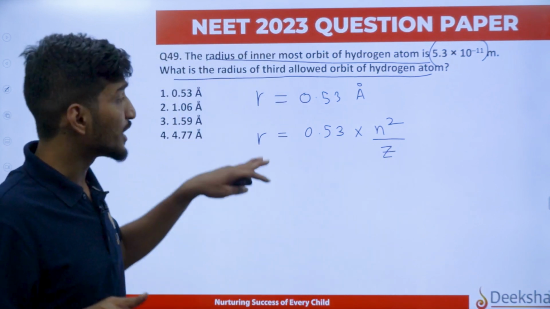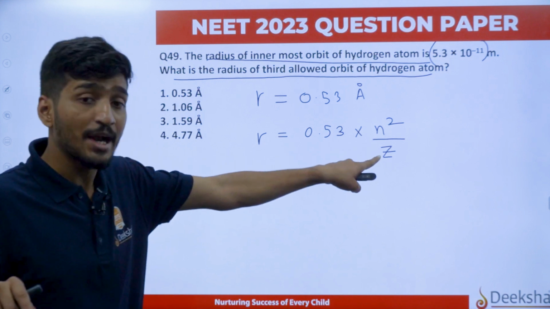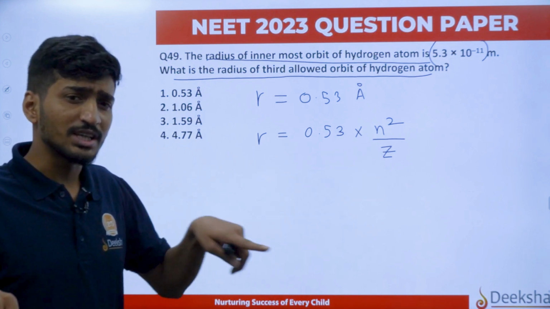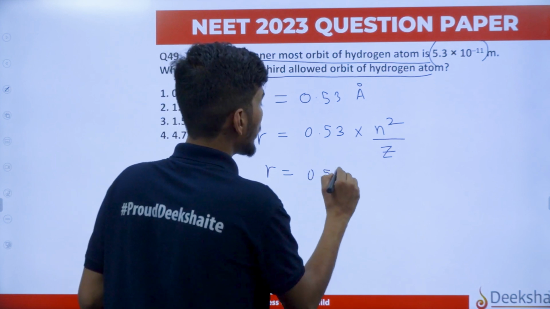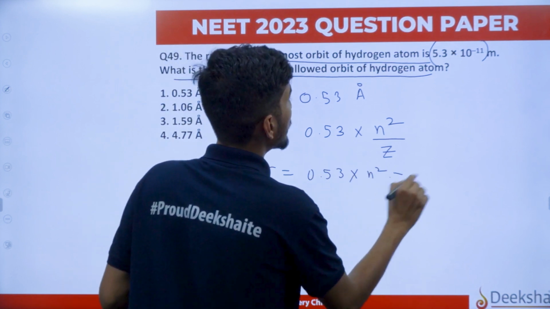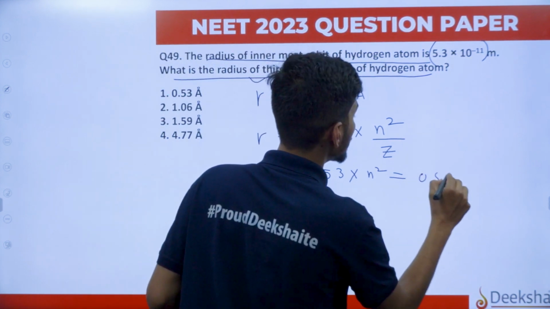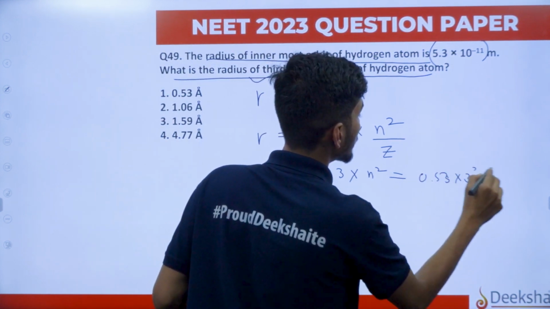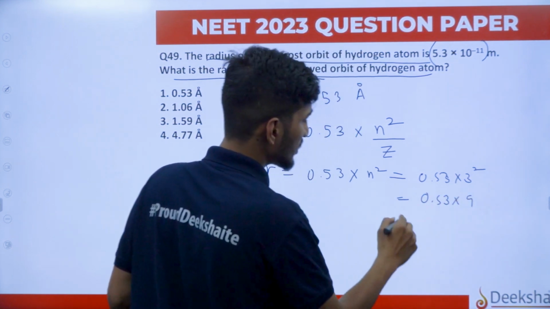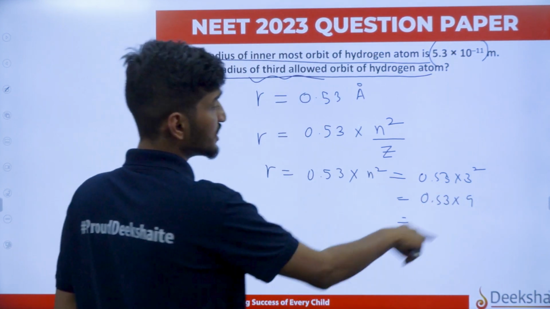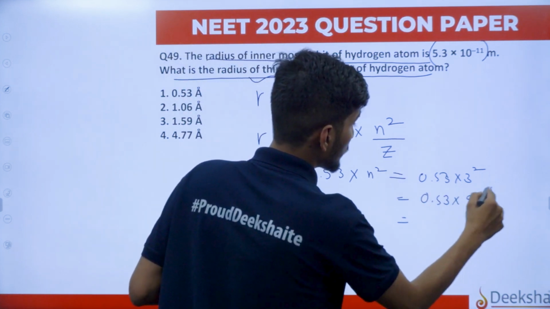So for any hydrogen-like atom, n is the orbit number and z is the atomic number. For hydrogen itself, z is 1, so the value will be 0.53 into n square. In our case, third allowed orbit is 3, so 0.53 into 3 square, which is 9, so 0.53 into 9. Now, I'm going to do a rough calculation here. 9 into 5 is 45.